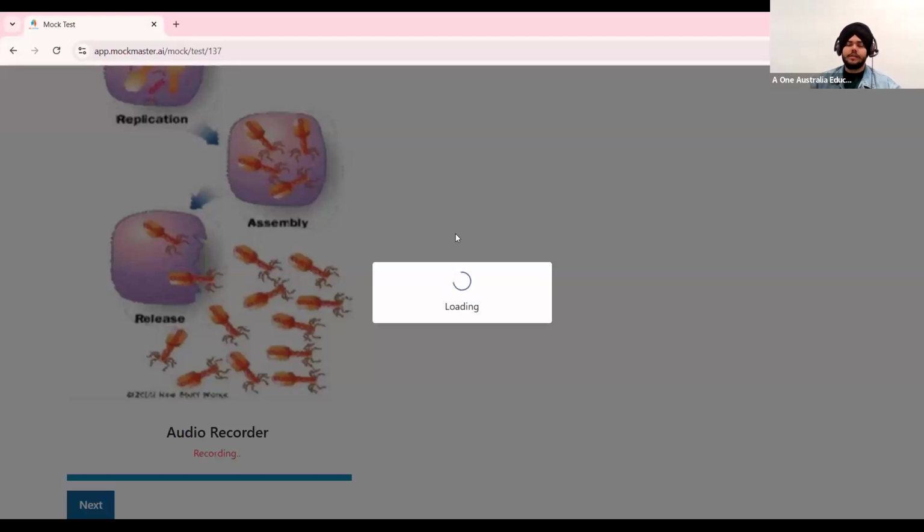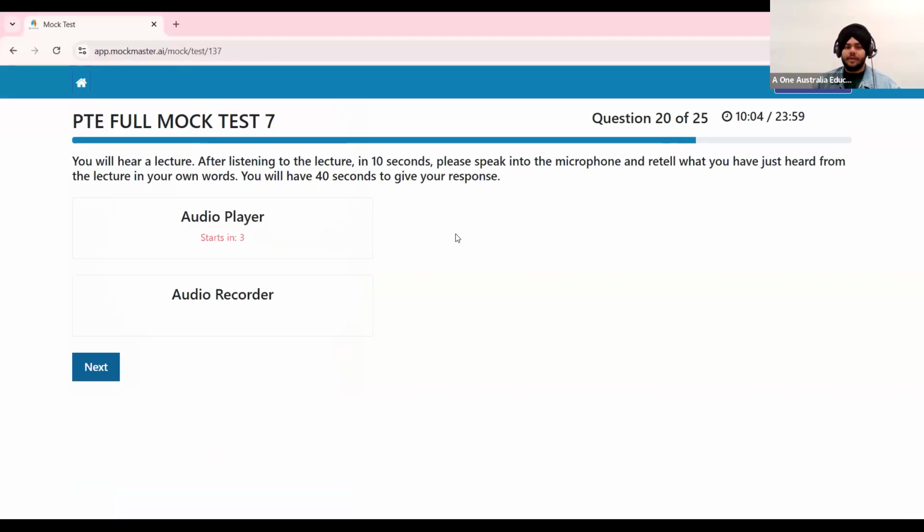Okay. The next task here is retell lecture. So let's focus on picking the keywords. Okay. Keywords or phrases, and then we'll put those keywords or phrases in the lecture here. Okay. In our template. Okay, let's see.